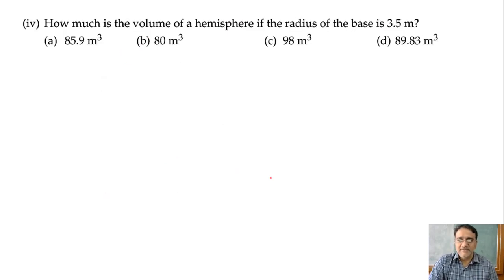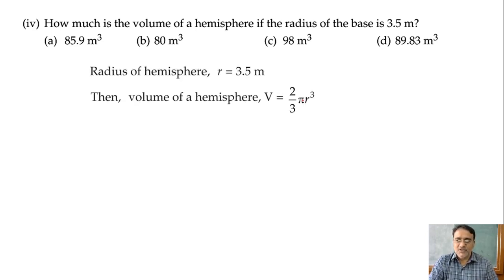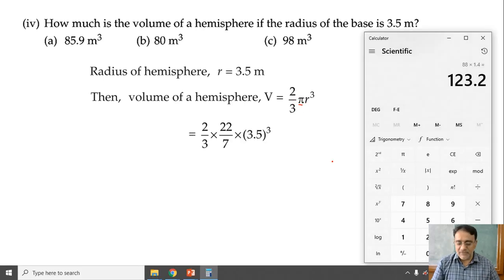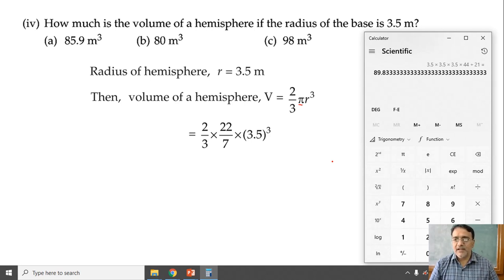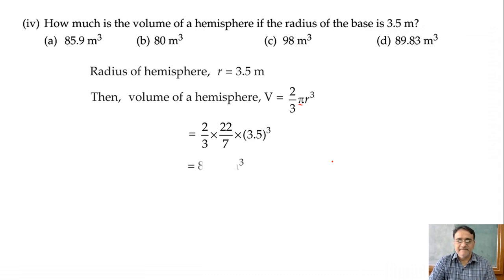Now fourth bit. How much is the volume of a hemisphere if the radius of the base is 3.5 meter? What is the volume of hemisphere? 2 by 3 pi r cube. Very good. 2/3 pi r cube. So we'll substitute the value of pi and r here. Now we have to simplify. We have to do the calculation. So I'm getting 89.83. So which option is the correct one? Fourth option. The fourth option. Okay, fine.